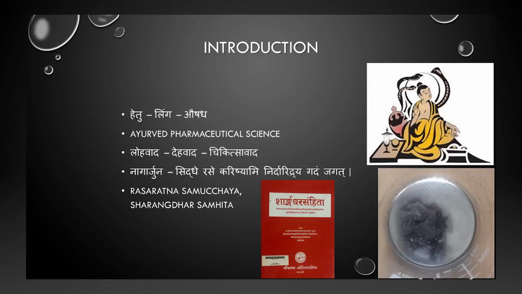According to Ayurveda, there are 3 steps for the assessment and treatment of disease, namely Hetu, Linga and Aushadha. It is also called as Triskandha Ayurveda. Hetu means to find out the causative factors. The second is Linga, which means signs and symptoms of the respective disease. And the last one is Aushadha, which is the application of medicines according to the causative factors and signs symptoms.